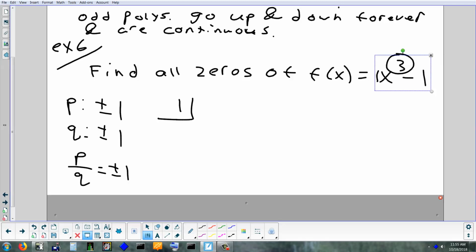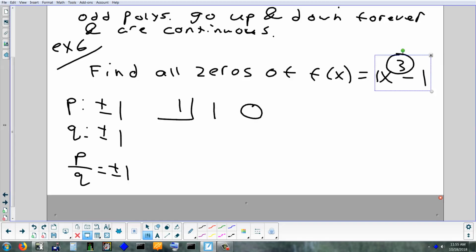Instead of graphing, can we always just plug it in? You can, yeah. It just gets a little annoying if it's a big problem, like 3x cubed minus 8x squared plus 9x minus 12. Then it takes longer. So, all right. So we know 1 is a root.